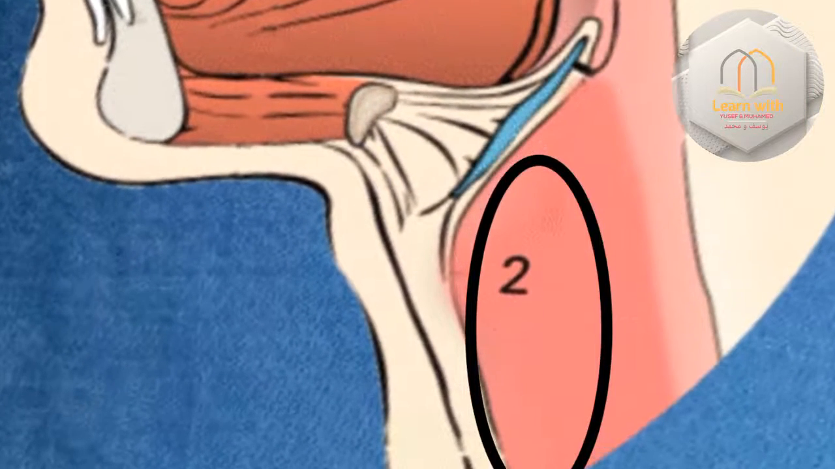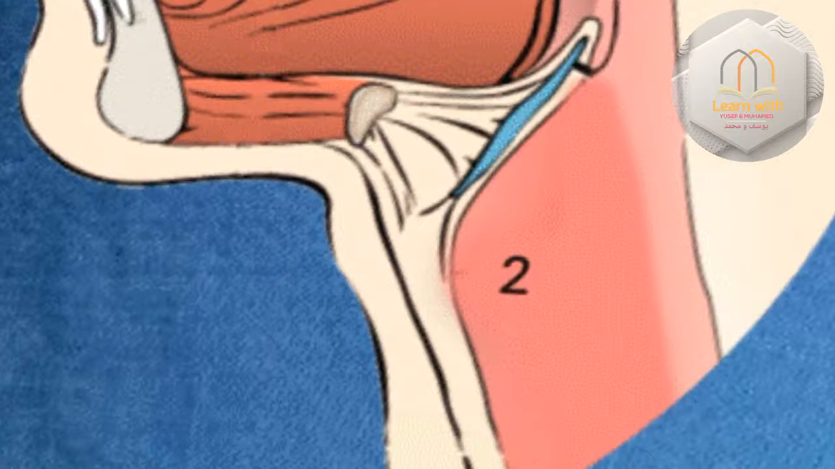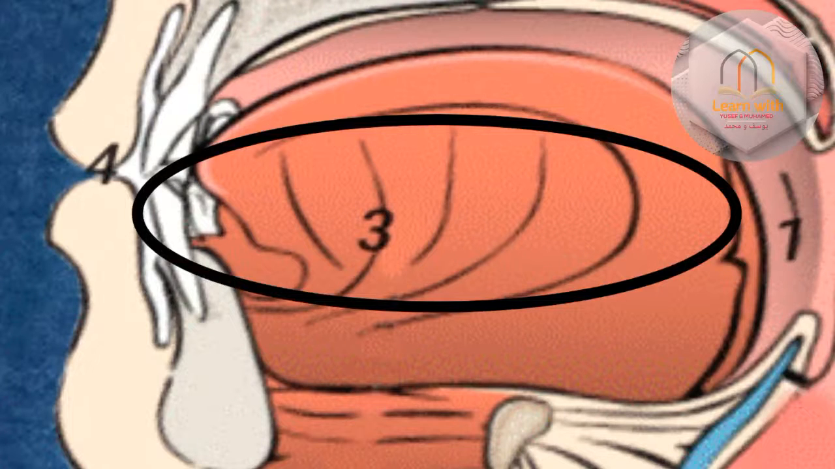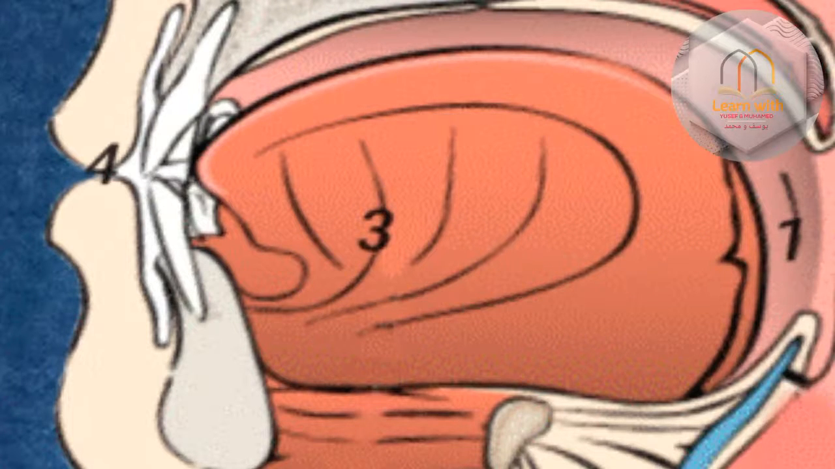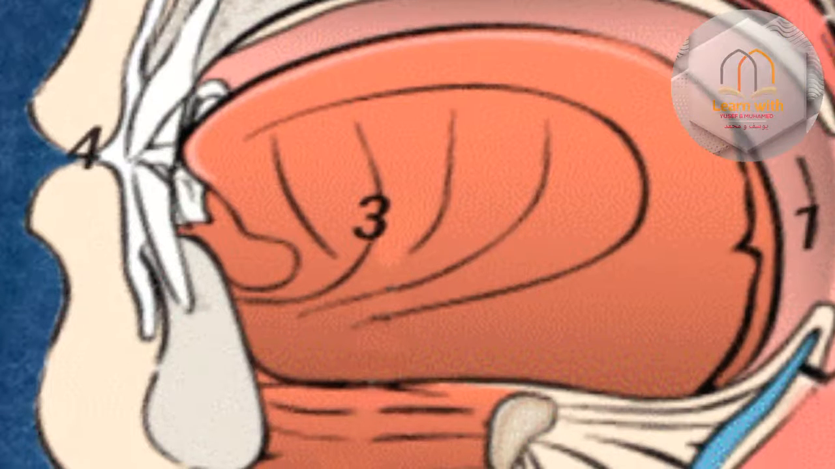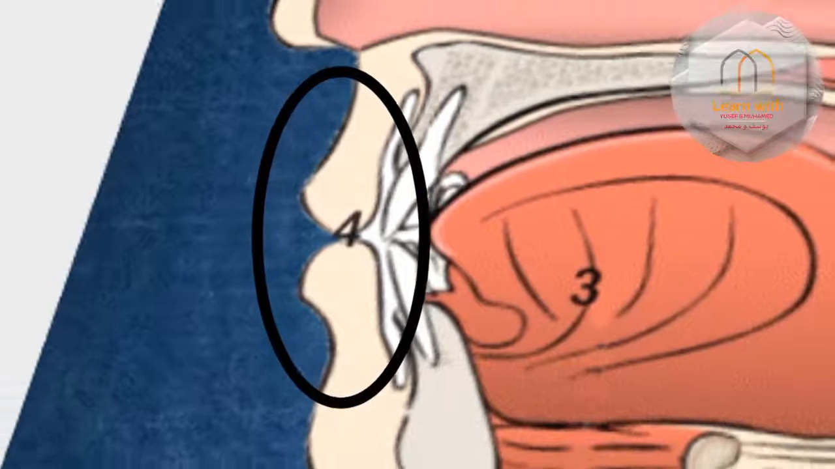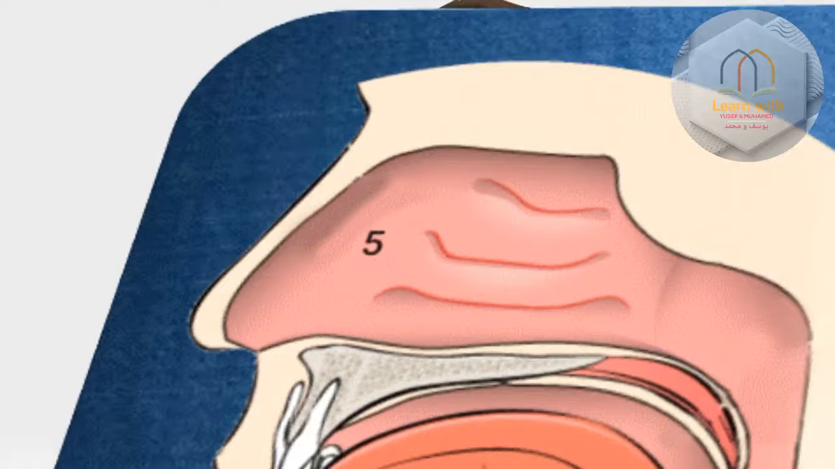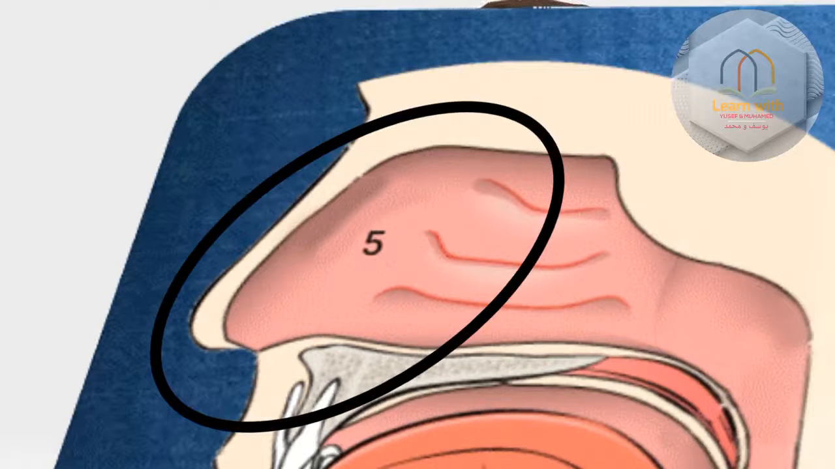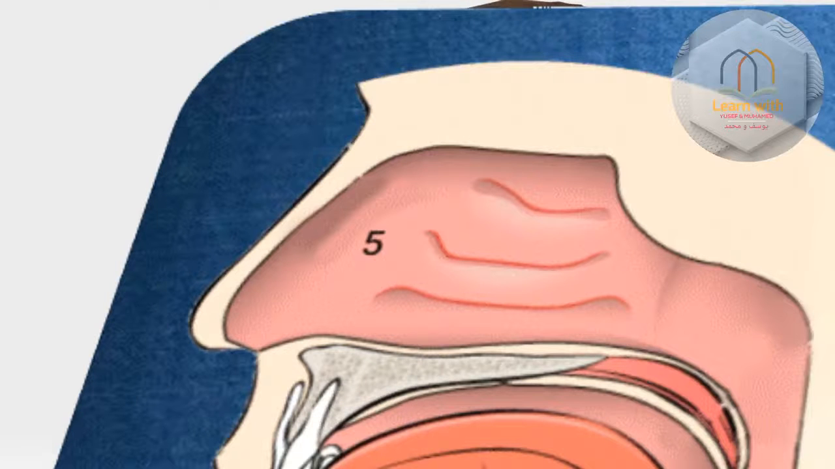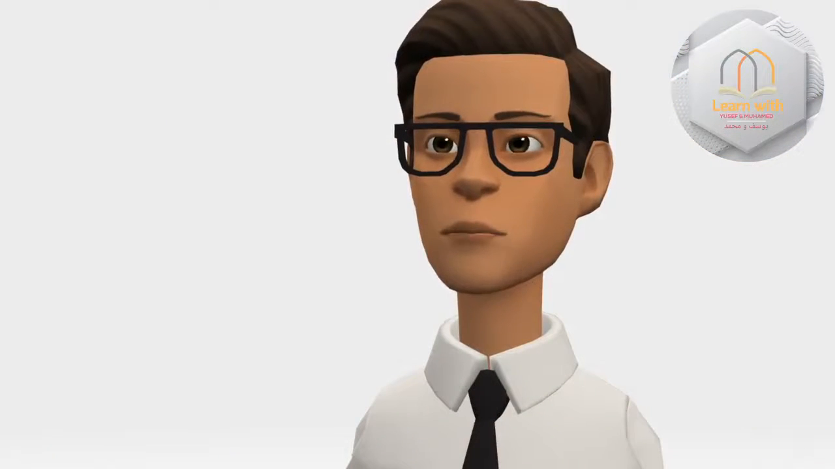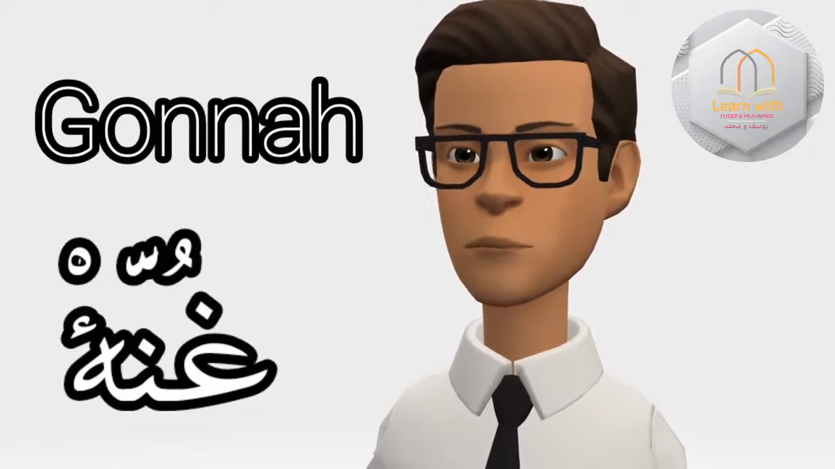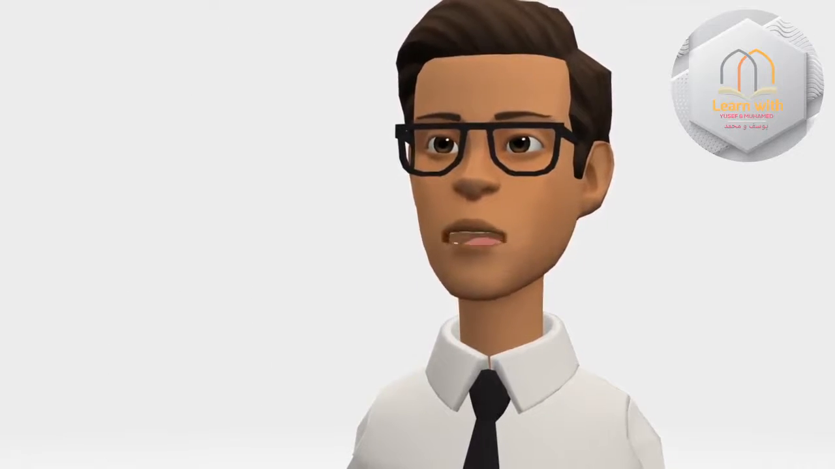The throat has 3 special exits. The third exit is the tongue. The tongue has 10 special exits. The fourth exit is the lips. The lips have 2 special exits. The fifth exit is the nose. There are no letters coming out of the nose, but in the Arabic language a special sound comes out of it, which we call غنة. Maybe later we'll talk about غنة, but I don't think we'll need it now.